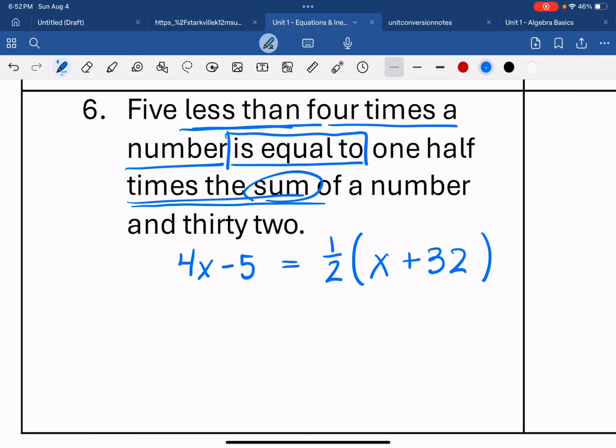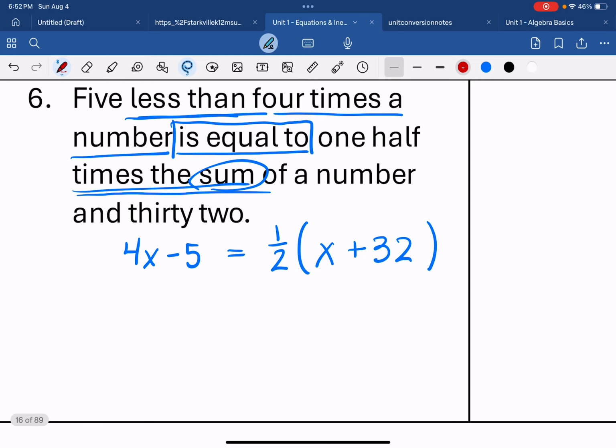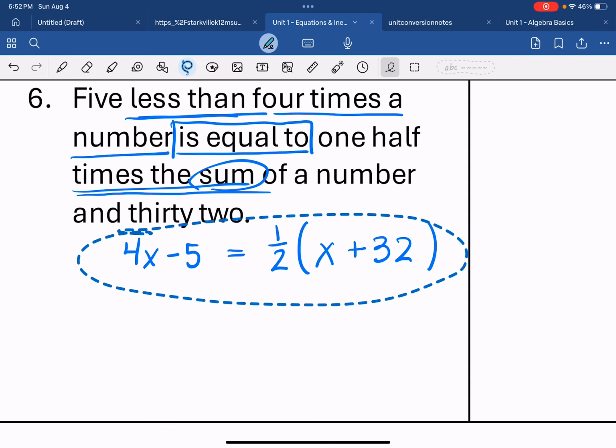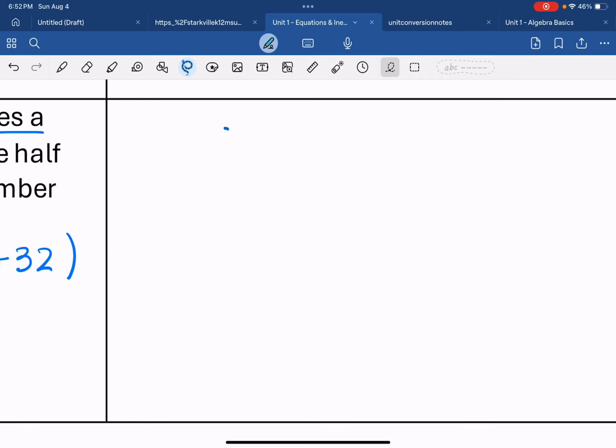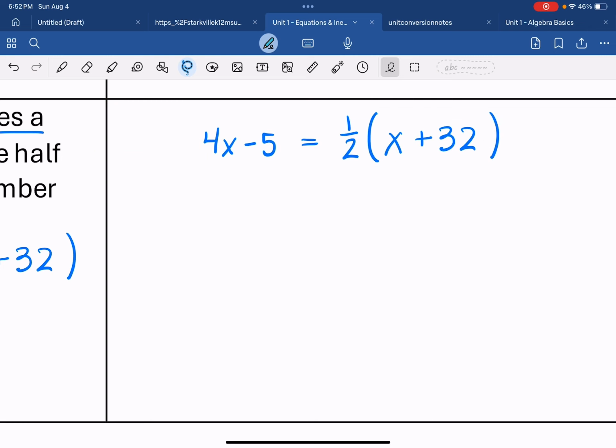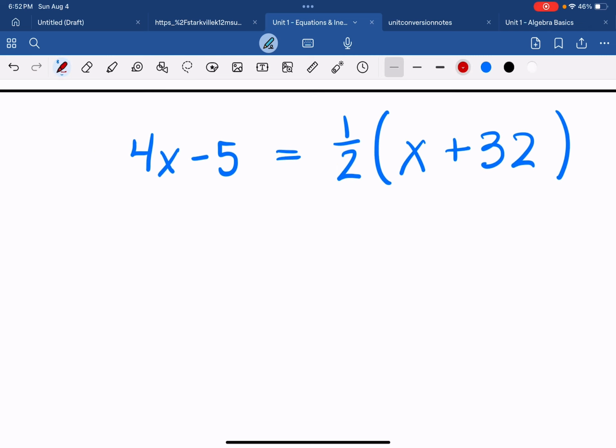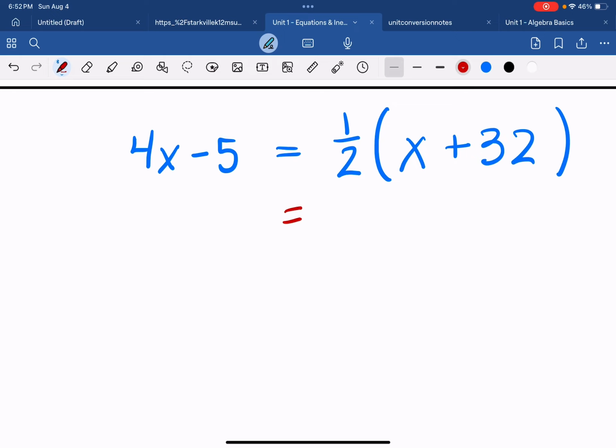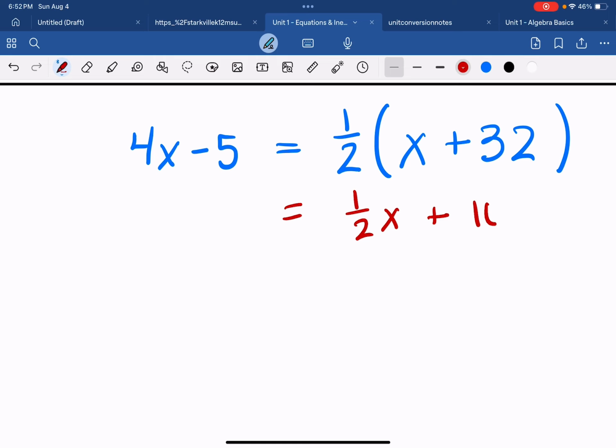So now it's just a matter of distributing and getting this thing solved. I'm going to go ahead and copy this and put it on the other side where we have a little bit more room. So let me paste it right here. All right, so that's the equation that we're working with. And so the first thing I'm going to do is go ahead and distribute that 1/2. So I have 1/2 x plus 1/2 of 32, fortunately, is a whole number, so that's going to be 16.